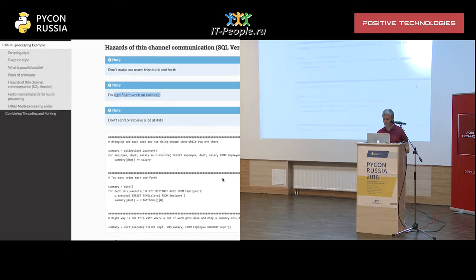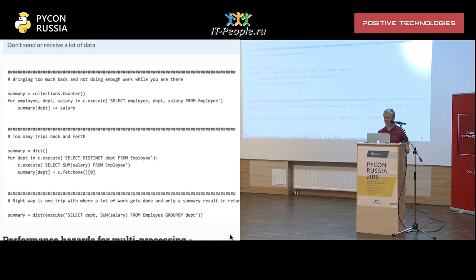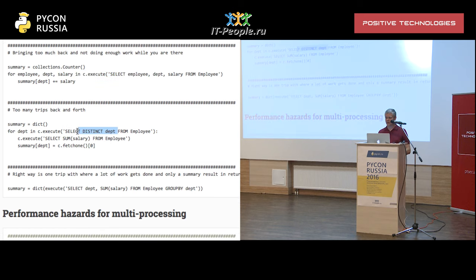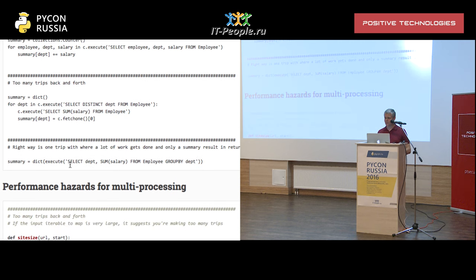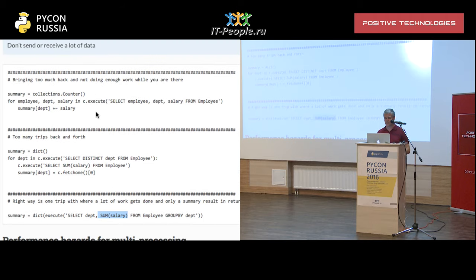I've given you some SQL examples here because most people understand it in terms of SQL. So I've got an employee database. This one gets the entire database and then computes the summary. It gets too much work. This one loops over every department and runs a query for each department. This makes too many trips. This is the right way. You send one query that does a lot of work on the other side and return your summary results. That's obvious with databases: if you try any of the first two, your performance will be terrible.